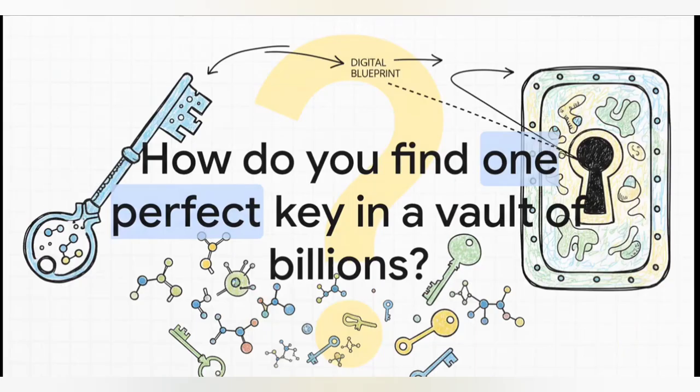Okay, to really get this, imagine a biological target in our body, like a virus or a faulty protein, as an incredibly complex lock. To stop it, you need to design the one perfect key that fits. The problem? The number of potential molecular keys is in the billions, maybe even trillions. So where on earth do you even begin to search?